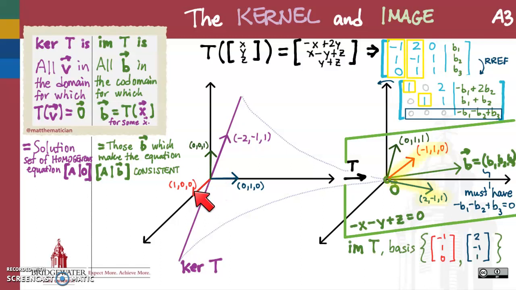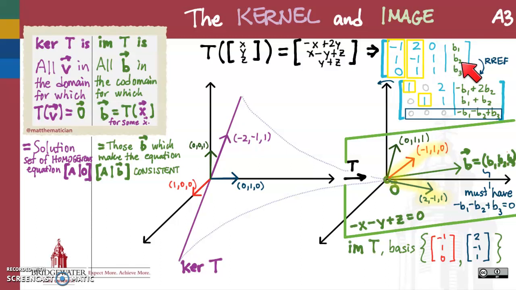Well, the first standard basis vector, its image under this transformation, is going to be the first column of the standard matrix, minus 1, 1, 0. The image of the second standard basis vector is going to be the second column of my matrix, 2, minus 1, 1. And the image of the third standard basis vector, 0, 0, 1, is going to be the third column of my standard matrix, 0, 1, 1. So these 3 standard basis vectors in my domain, when I apply this linear transformation to them, the images of those 3 standard basis vectors are going to be the 3 columns of the standard matrix. That is exactly what makes the standard matrix a standard matrix.